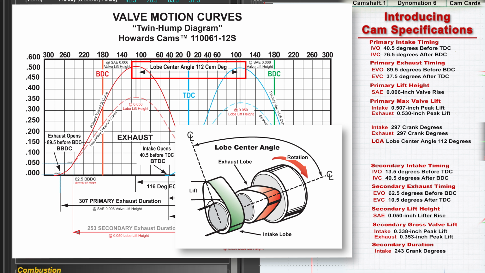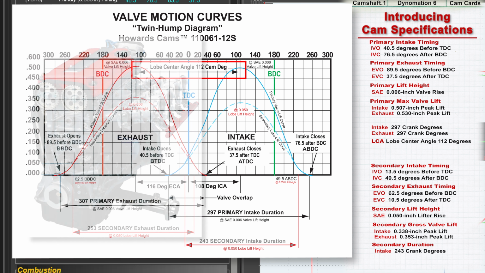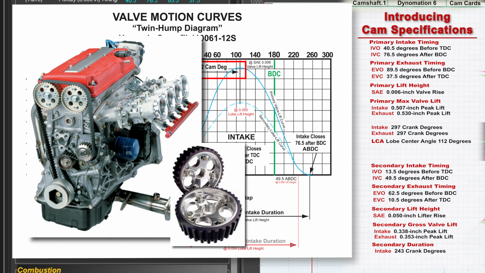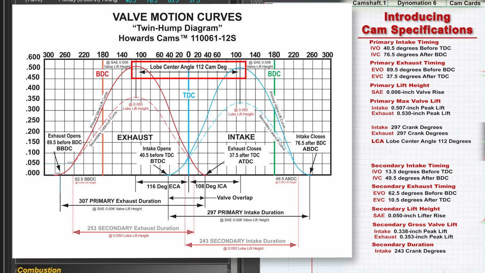If the engine has a single cam, the LCA cannot be changed since it's ground into the cam when it's manufactured. When individual intake and exhaust camshafts are used, the LCA can be modified and tuned with adjustable cam sprockets or similar methods. Camshaft LCA degrees are simply 1/2 of the crankshaft degrees shown on the twin hump diagram.